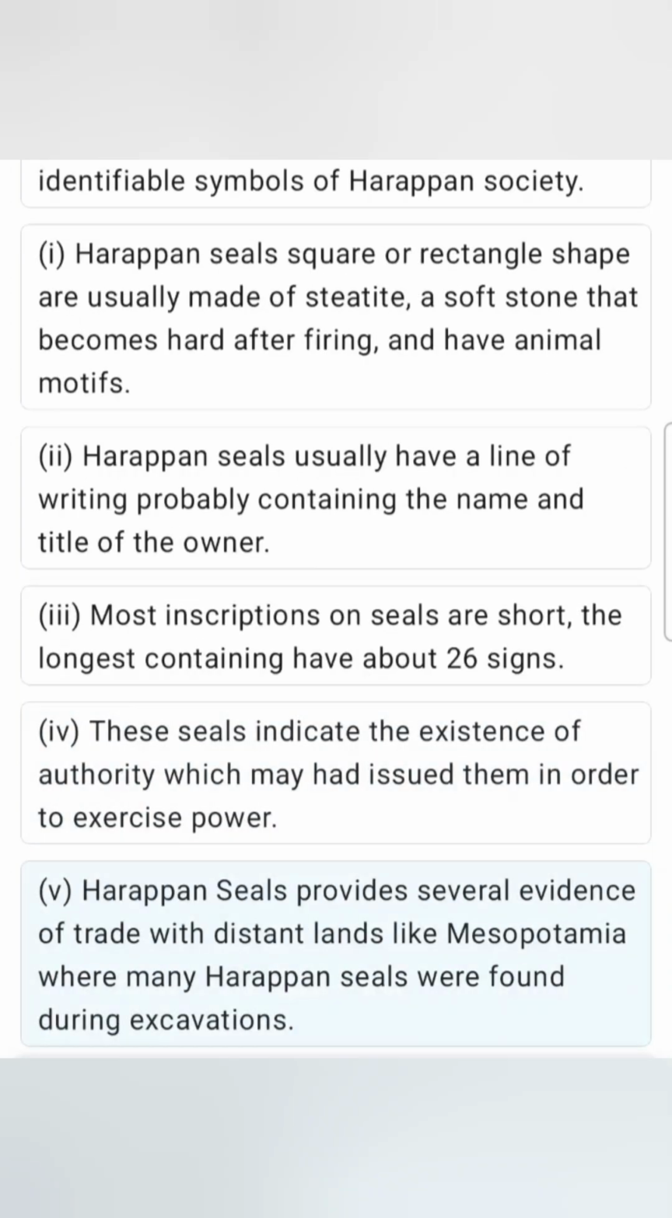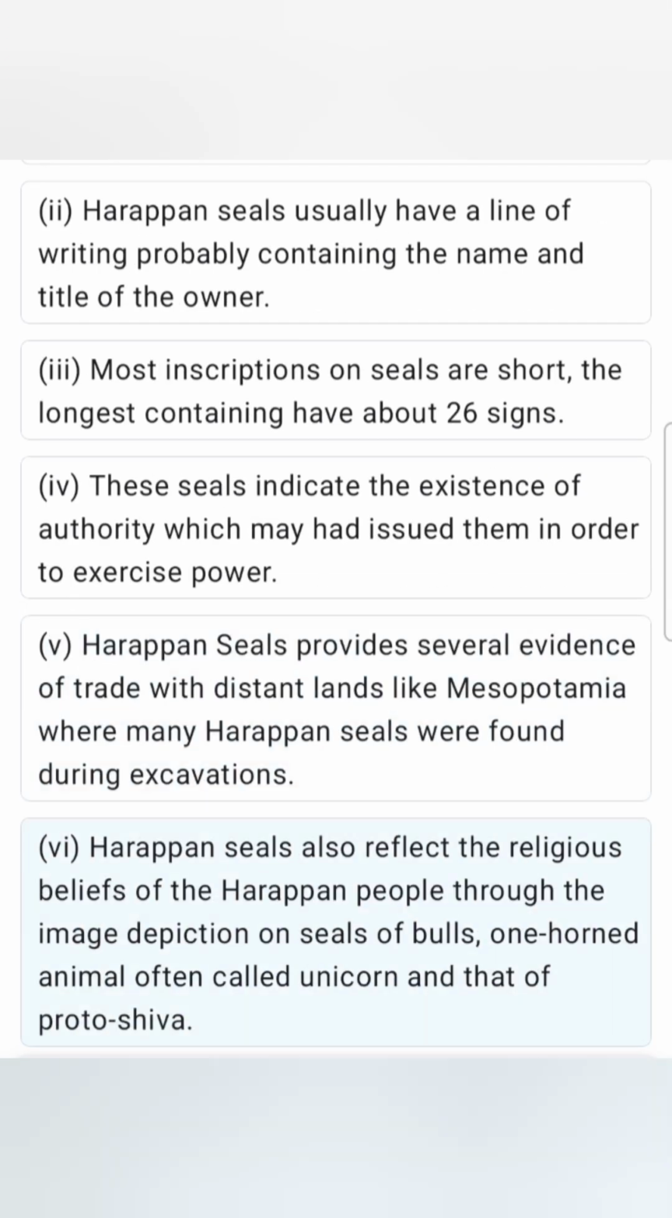V. Harappan seals provide evidence of trade with distant lands like Mesopotamia, where many Harappan seals were found during excavations. VI. Harappan seals also reflect the religious beliefs of the Harappan people through the depiction on seals of bulls, a one-horned animal often called unicorn, and that of Proto-Shiva.